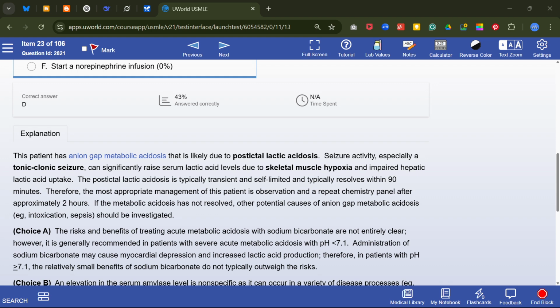So we tell the patient to repeat the anion gap after 2 hours. If the metabolic acidosis has not resolved, other potential causes of metabolic acidosis like intoxication and sepsis should be investigated.